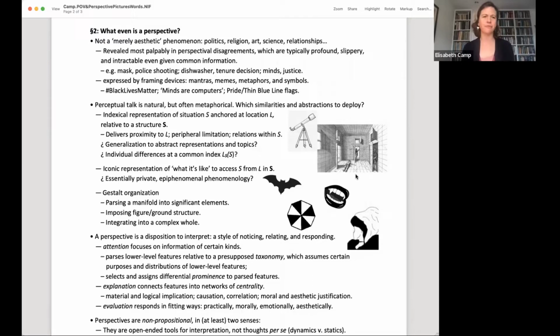So I want to bring in three different models for thinking about the metaphor, the analogy with perception, for understanding perspective in this relevant, high-level, interpretive kind of way. The first is thinking about indexical representation. So is thinking about perspective as point of view an extrapolation from literal point of view? I take it that literal point of view involves indexical representation of a scene, of a situation which is represented, anchored at a location L at which the agent is typically situated, relative to some kind of structure S, in the perceptual case, physical space.